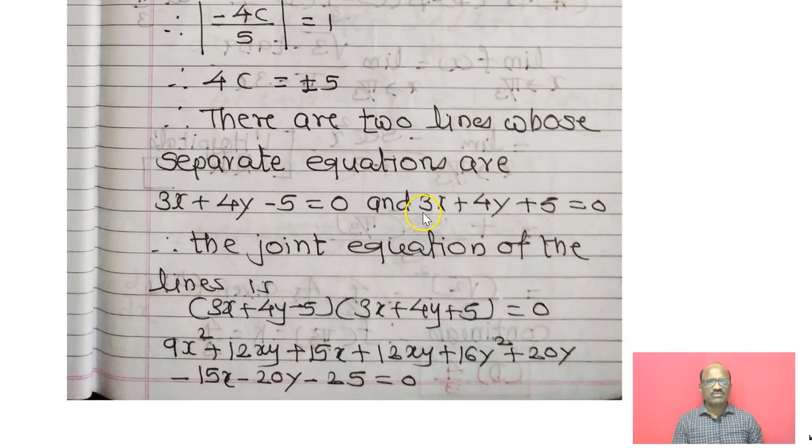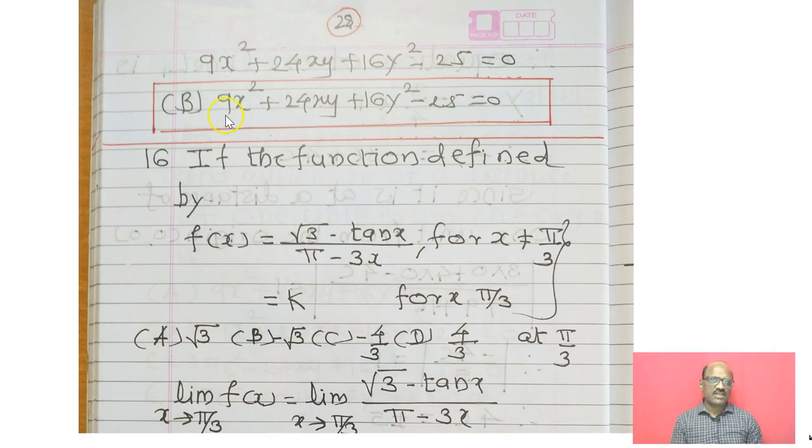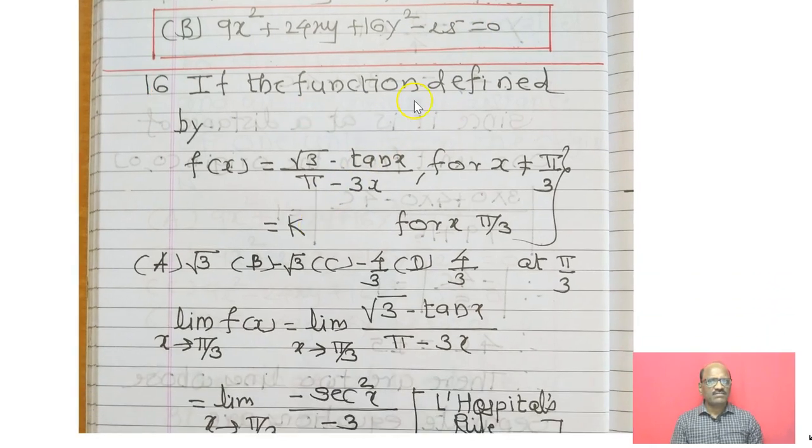And their joint equation can be written as 3x plus 4y minus 5 into 3x plus 4y plus 5 equals 0. And from their product, you will get their joint equation. Therefore, option B is the correct one, which is 9x square plus 24xy plus 16y square minus 25 equals 0.